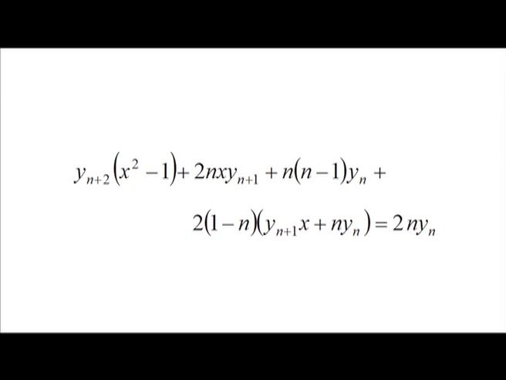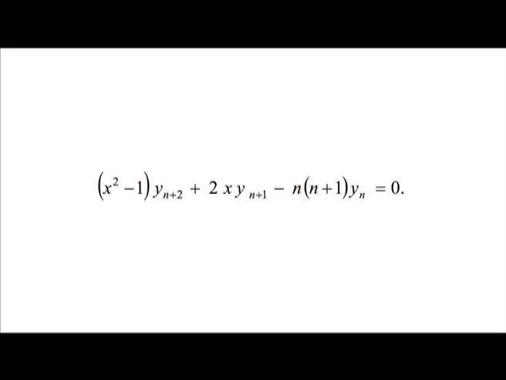Hence, by applying Leibniz theorem to equation 2 and using equations 3 and 4, we obtain y(n+2) into (x² minus 1) plus 2nx y(n+1) plus n into (n minus 1) into yn plus 2 into (1 minus n) into (y(n+1) x plus n yn) equal to 2n yn, or (x² minus 1) into y(n+2) plus 2x y(n+1) minus n into (n plus 1) yn equal to 0. Now, let us summarize the session.